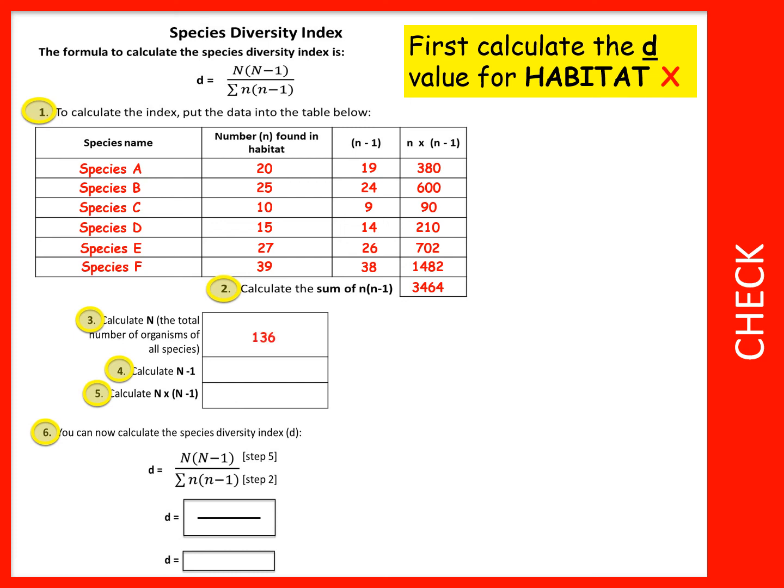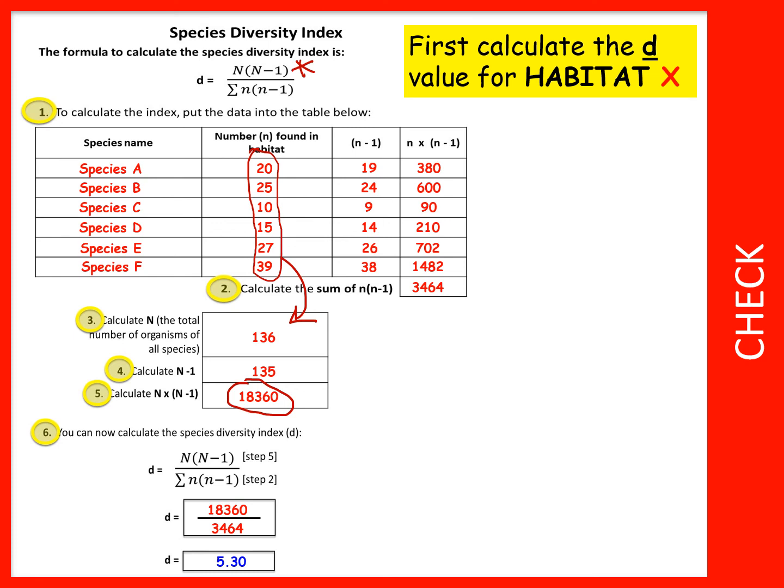The total number of individuals is 136. You get that by adding all these values together, look. So that's 136. Capital N minus 1 is 135, times the 2 together is 18,360, and that's going to go on the top of our fraction. So it's 18,360 divided by 3,464, and that will give us a value of 5.3.